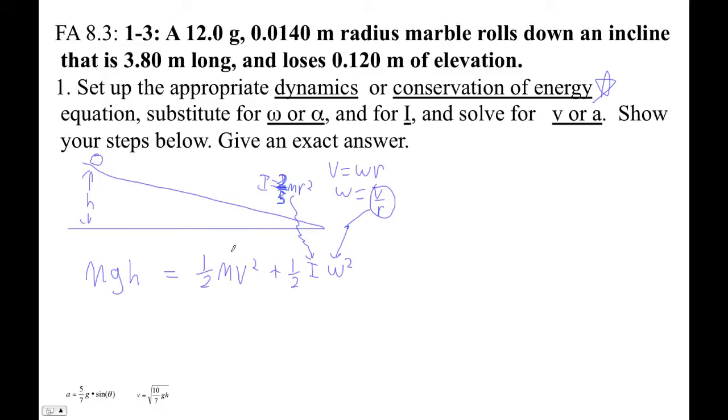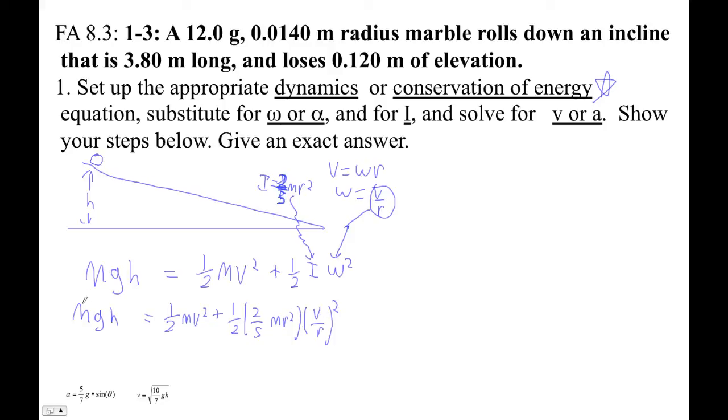This is easy. Okay, so basically what we're saying, potential energy turns into two kinds of kinetic energy, the translational and the rotational. So our next step is mgh is 1/2 mv squared plus 1/2 times 2/5 mr squared. That's what I is. I just substituted for I. And then v over r squared, right?